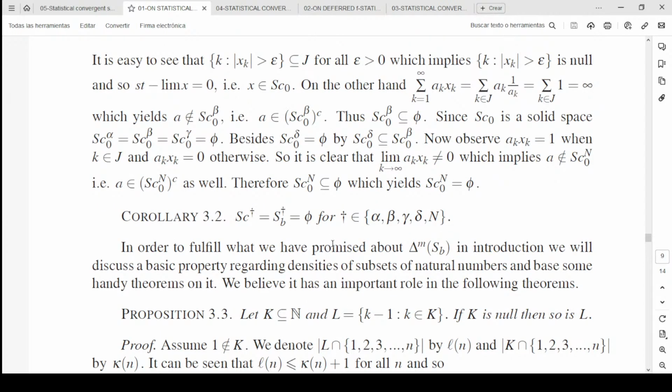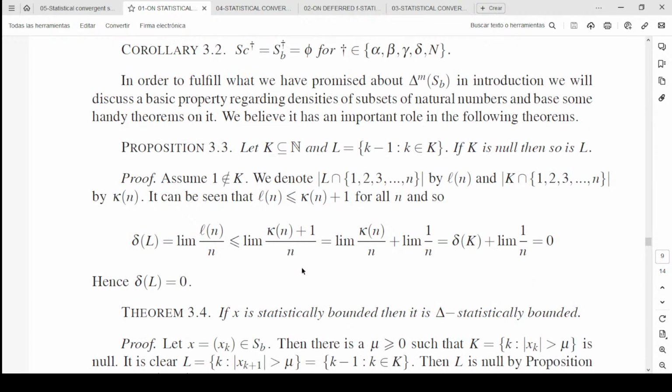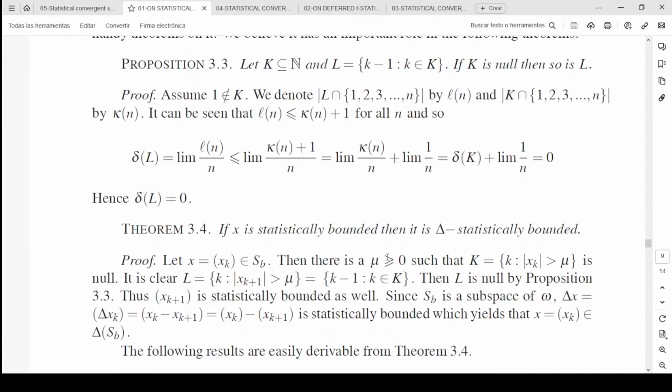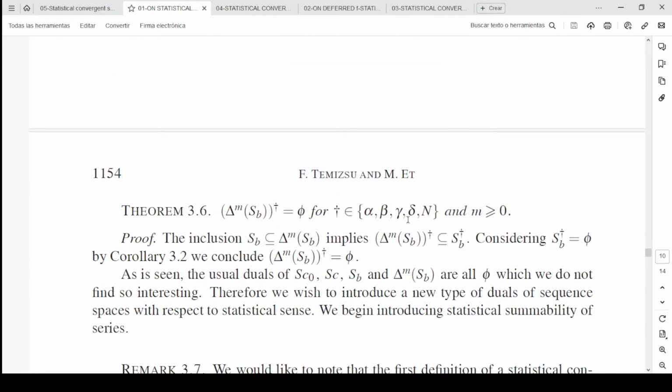So this idea made us think about a more generalized version of the concept of duality. Before that, we used a couple of propositions and theorems to show that the alpha, beta, gamma, delta, n, and capital N duals of the space of all delta m statistically bounded sequences all have phi as the duals.